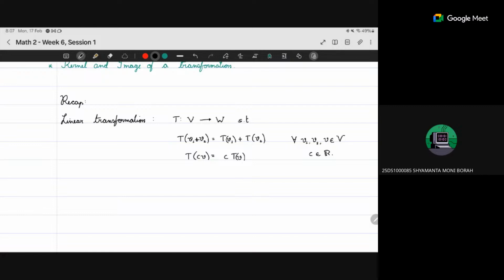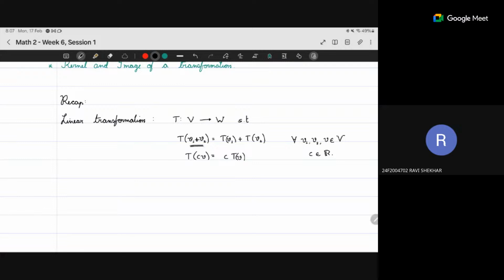V and W belong to Rn? No, V and W are vector spaces. They could be Rn. I'm audible, right? To everyone clearly? Is the dimension the same for both? Not necessary. There's nothing over here that depends on the dimension, no?